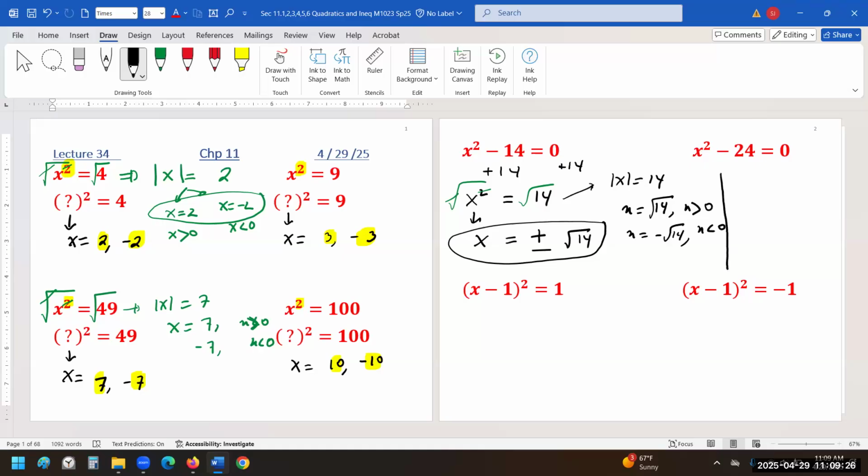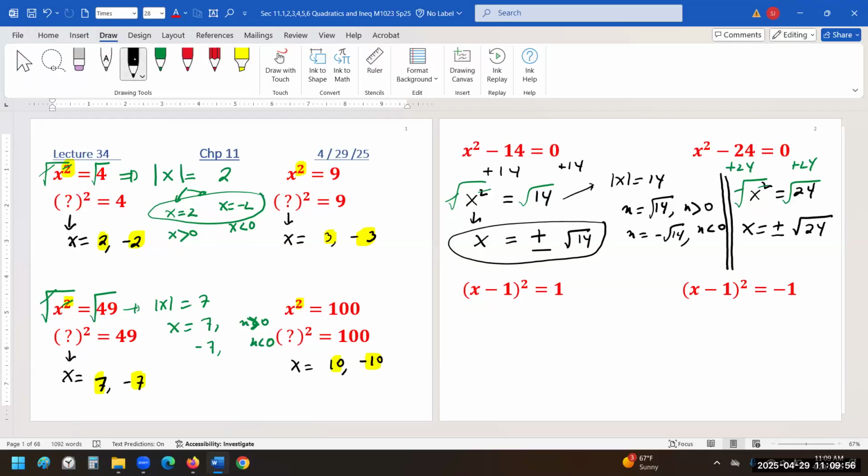Okay, the next one. What is our first step to get the x alone? We add 24. So we get x squared is 24. And then we square root, so they cancel out. We have x equals plus minus square root of 24.